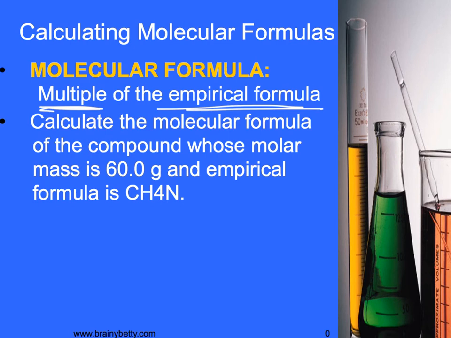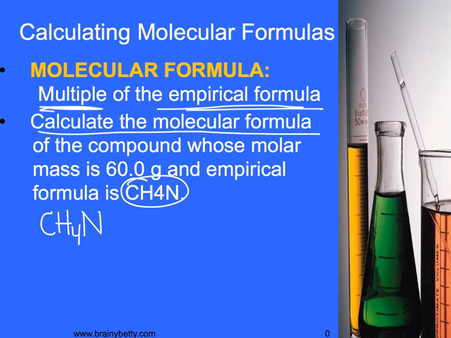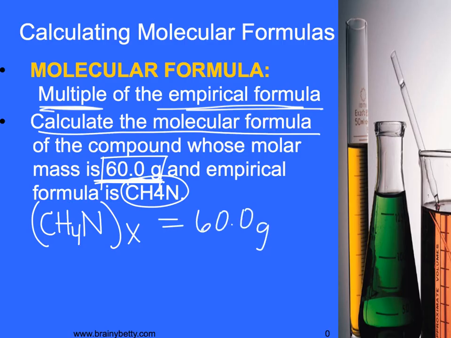So in this particular problem, they already give us the empirical formula right there, and you can see that the subscripts are fully reduced, okay? And what we want to do is calculate the molecular formula of the compound, and it has to equal a mass of 60, okay? So in other words, we're trying to figure out what we have to multiply this whole thing by so that it equals 60 grams. In order to do that, you need your periodic table. Find the mass of CH4N.